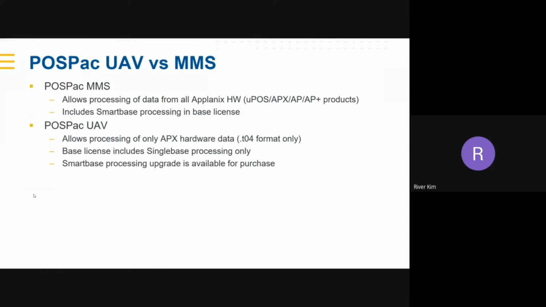All right, so Brad did touch on the differences between POSPac MMS and POSPac UAV. With POSPac MMS, this allows you to process data from all Applanix hardware. With POSPac MMS, the base license that you purchase includes SmartBase processing. The difference with UAV is that the base license only includes single base processing. If you do want to use the SmartBase feature, this will have to be purchased separately as an upgrade.